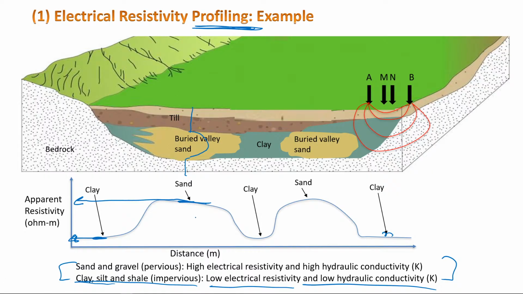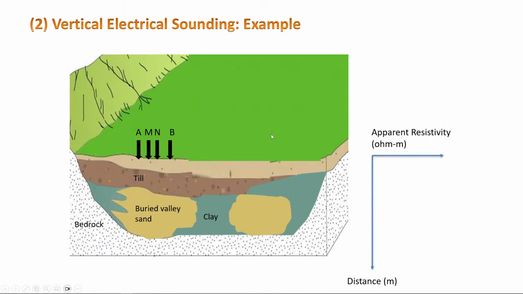So if I want to see this vertical change in resistivity, then this is not called profiling, this is called sounding. So here is an example. This is the sounding, and remember I told you, if I want to go deeper, what do I do? I just make this further apart. So that's exactly how you do it.